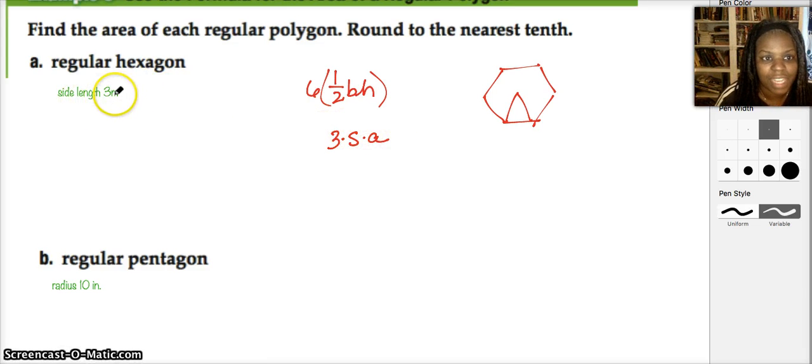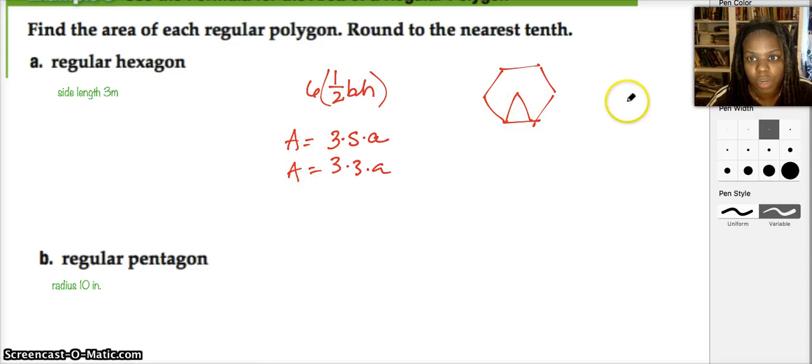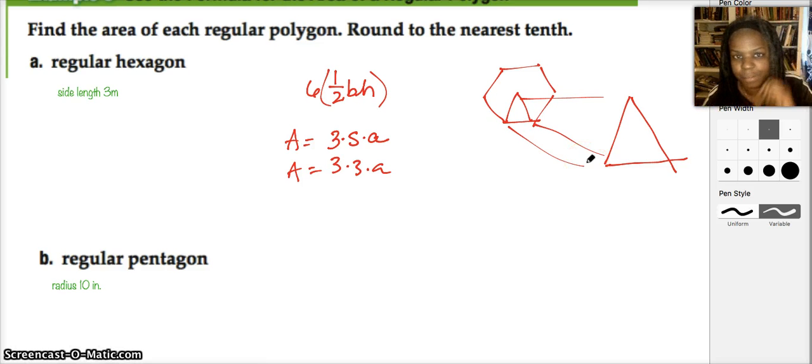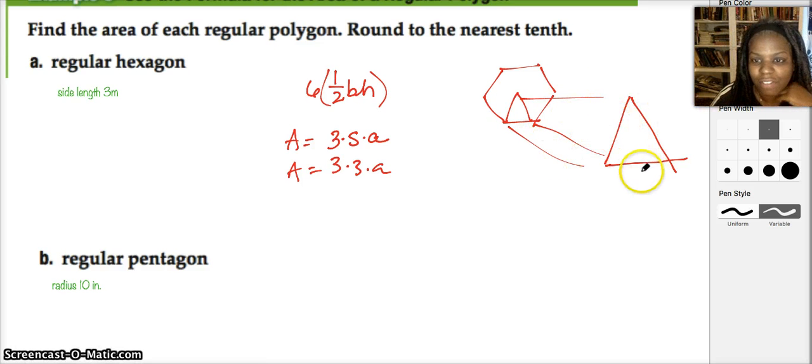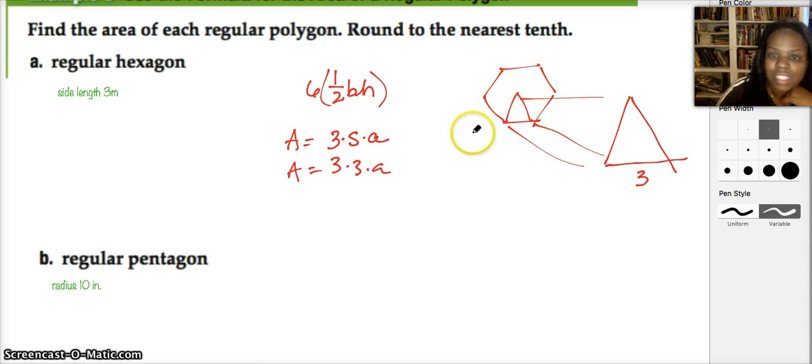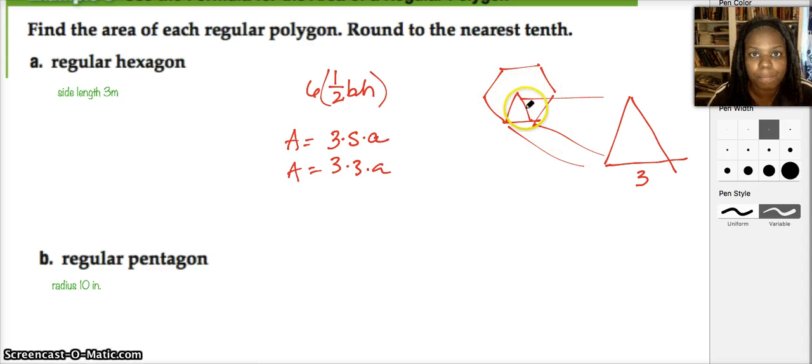They gave us the side length of 3, which is totally cool. So we've got 3 times the apothem, but we don't have the apothem. And so we're going to have to take this triangle that's here, and I'm projecting it over here. I recognize that this side is 3. This particular type of polygon, this hexagon, has a 60-degree angle here, and then these 2 angles are congruent. I'm going to figure out that these are 60-degree as well. So I know that each of the sides are 3.